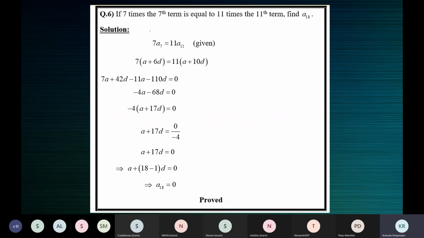Okay, let's do this. If 7 times the 7th term is equal to 11 times the 11th term, find A18. Here, 7 times the 7th term is equal to 11 times the 11th term. Times means multiplication.